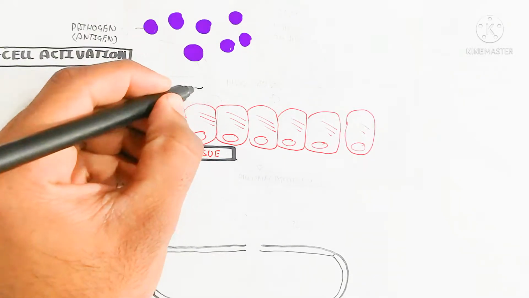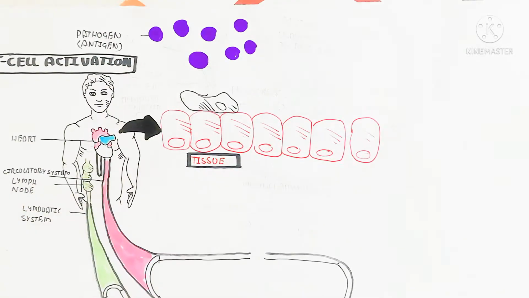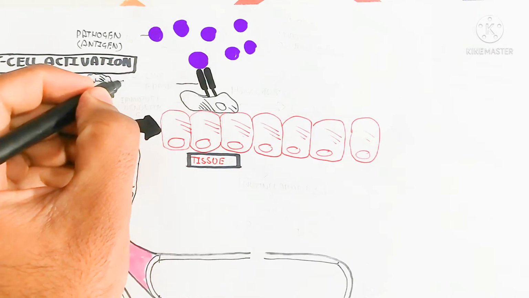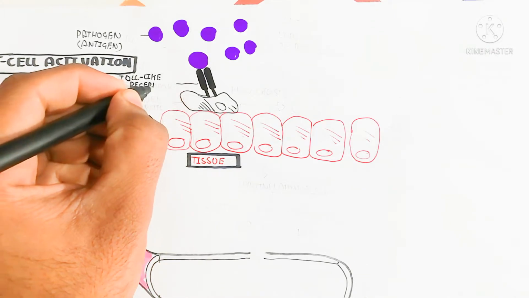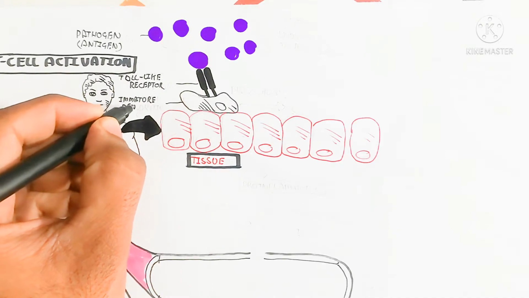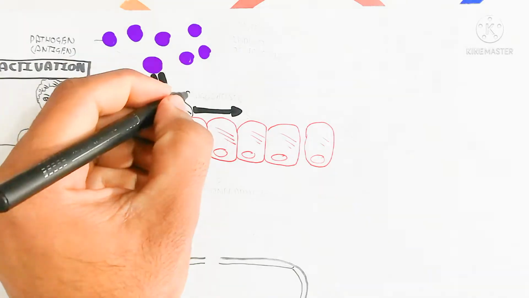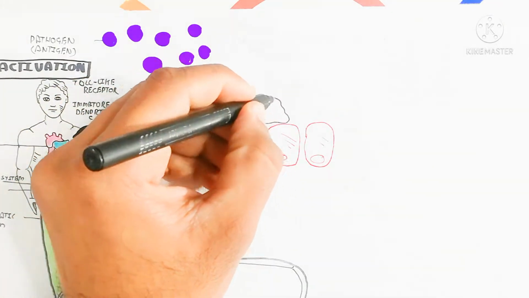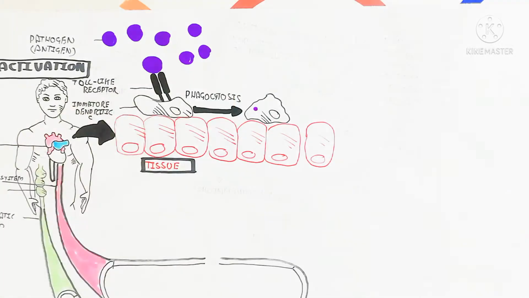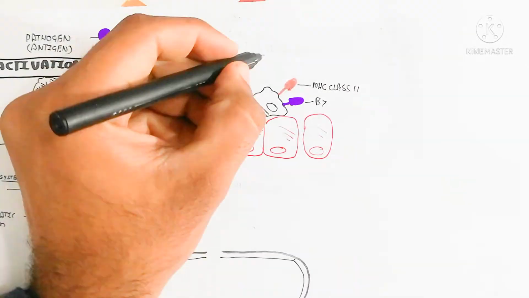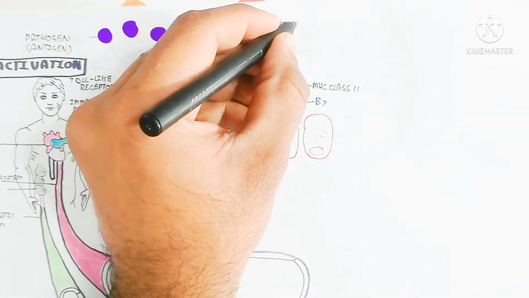Here I am drawing the pathogen, which will infect the tissue. After the infection of the tissue, phagocytosis occurs through the toll-like receptor of the immature dendritic cell. After the recognition, it phagocytoses, and the dendritic cell performs antigen processing, inducing MHC class 2 as well as the B7 molecule, which is the recognition molecule. In this way, MHC class 2 and B7 are produced.